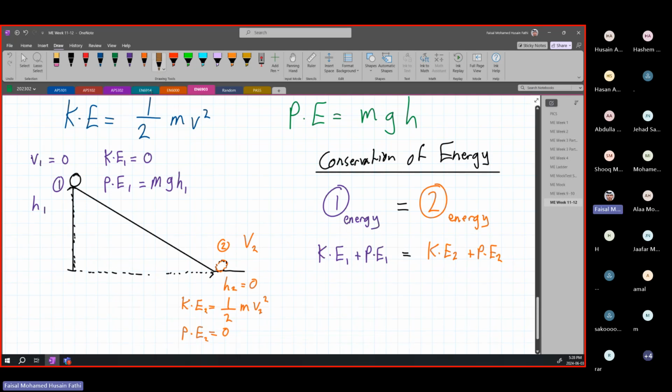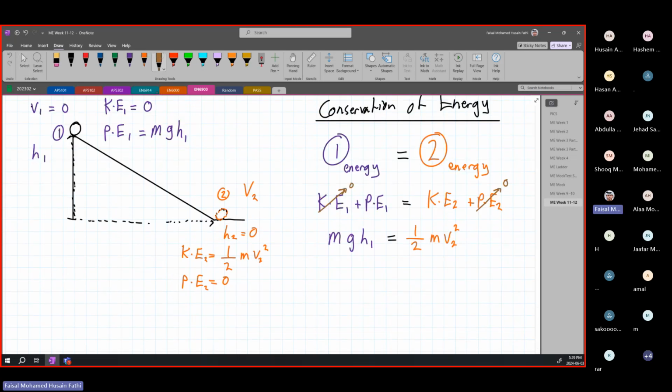We know that our kinetic energy 1 is 0, so this is just a 0 value. And we know that our potential energy 2 is equal to 0. So our potential energy 1, if we substitute for it, we have mgh1 is equal to the kinetic energy, which is half mv2 squared.